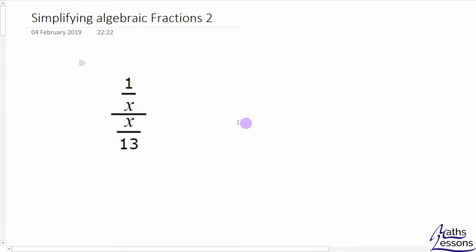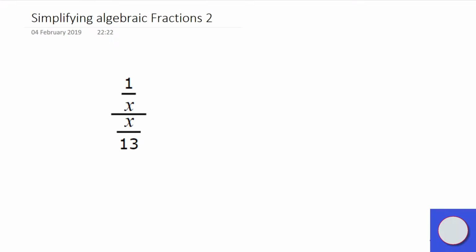Right, let's do some more algebraic fractions. Now what we've got here is 1 over x divided by x over 13. Let's just give you a few seconds to look at this one. Shouldn't take 30 seconds, I'll give you 15. You can either do it or you can't, this one I think. Okay, let's see if I can finish it in the last 10 seconds.